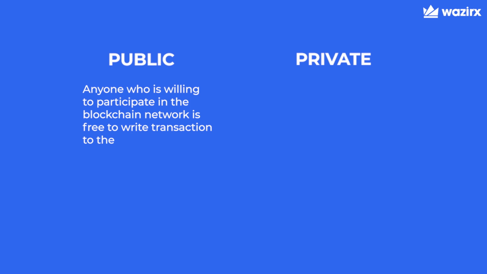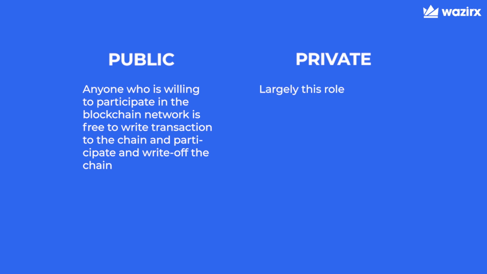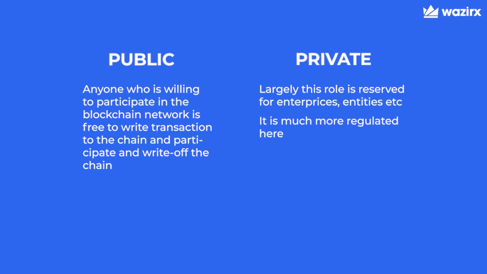In a public blockchain, by definition, anyone who is willing to participate in the Bitcoin network is free to write transactions to the chain and read them right off the chain. Versus in private blockchains, that role is largely reserved for enterprises and entities that you want to be part of the network. So it's a much more regulated environment, whereas in the public blockchain essentially anyone is free to participate and have write access. This is largely how we differentiate the two chains.